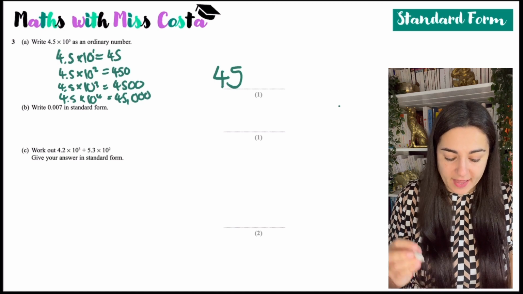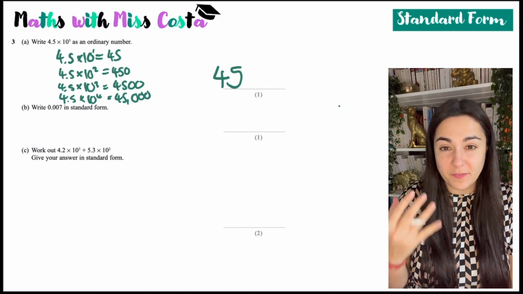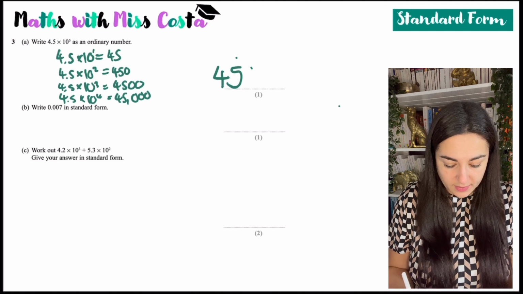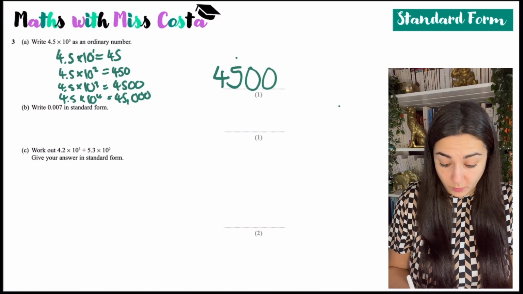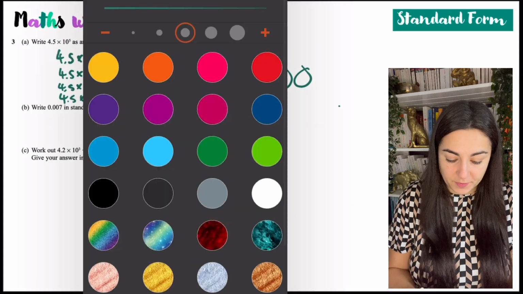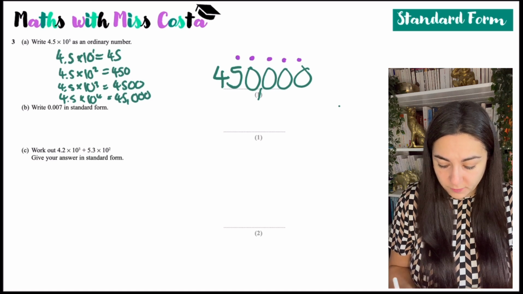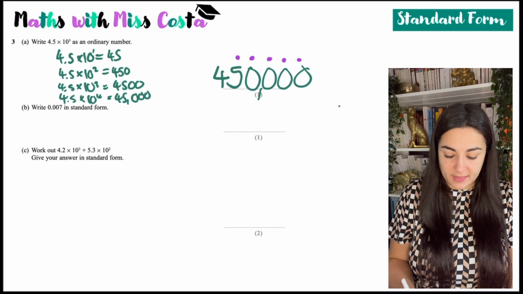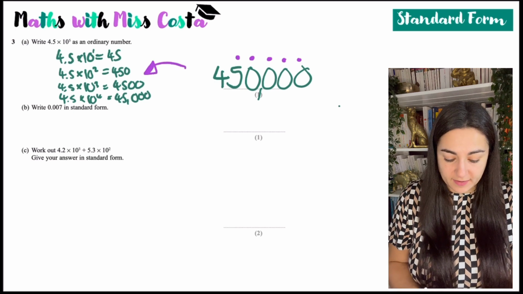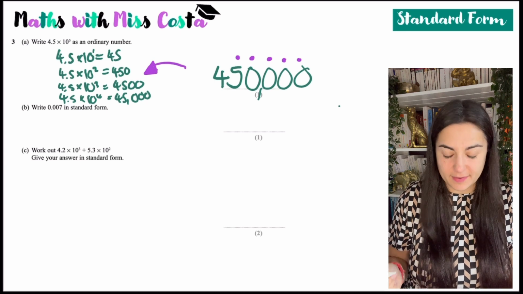But the trick is that if it's a positive, so 10 to the power of 5, you just have 5 digits after your first initial number. So you've got 4.5, that's 1, and then 1, 2, 3, 4, 5. Okay, so that would be 450,000. So you write your number, and there's 1, 2, 3, 4, 5 digits after the first number. But ideally, if you find this tricky, then just have a go at trying to visualize what it would look like. With each power of 10, you're multiplying by 10.